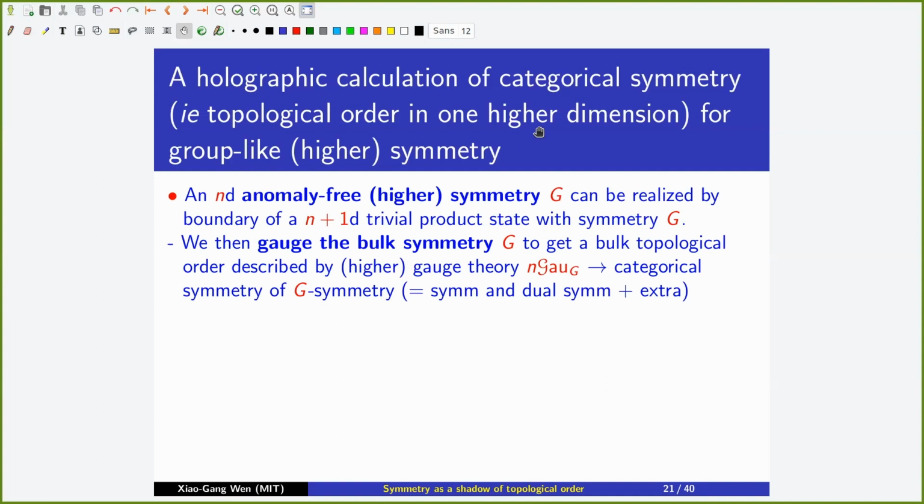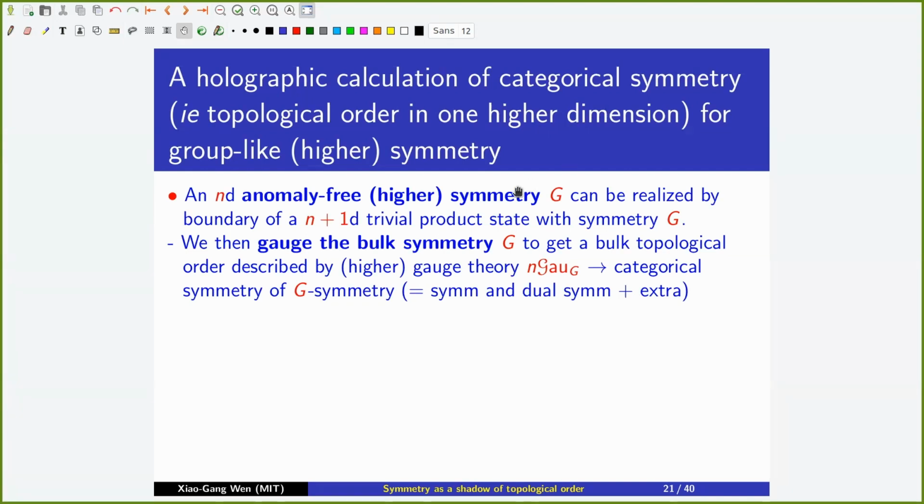Okay, so now we can consider something more general. Here I hope I convinced you that the categorical symmetry, this holographic way to view symmetry, is useful at least. So for any given symmetry, or anomalous symmetry, or any system, we want to calculate this categorical symmetry, calculate this topological order in one higher dimension. Then we get a more general point of view of a symmetry, a more global view of symmetry.